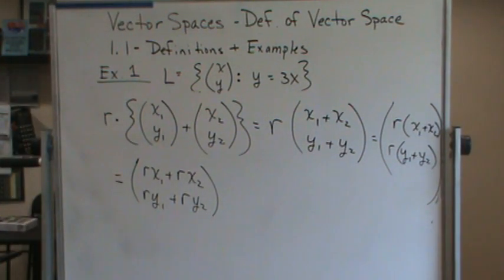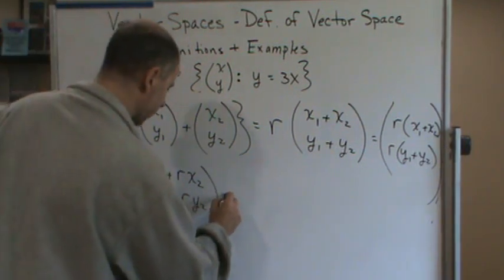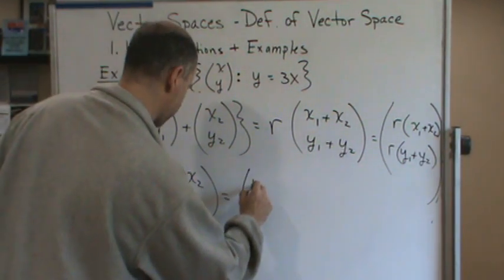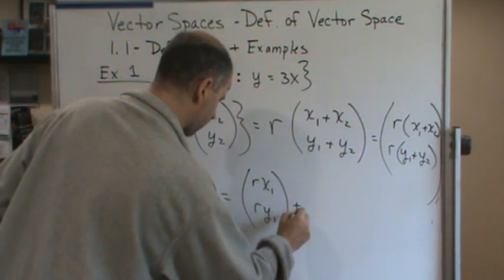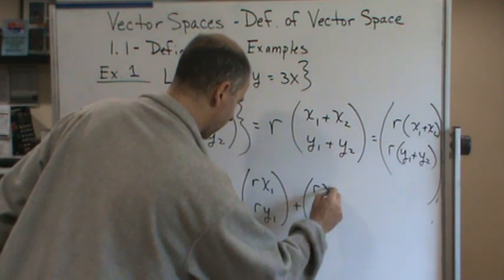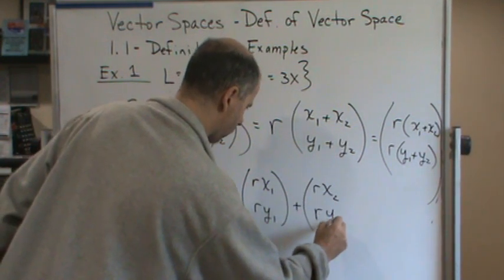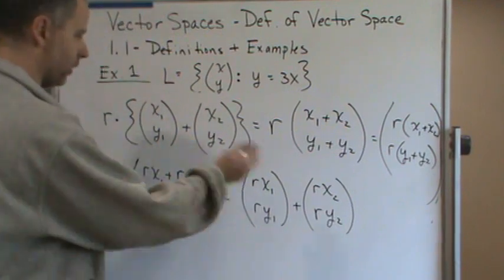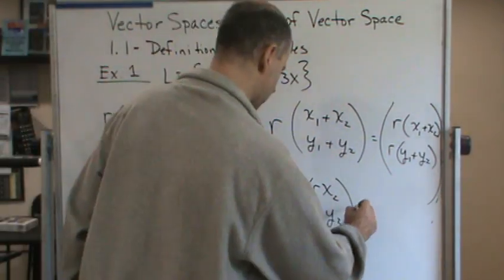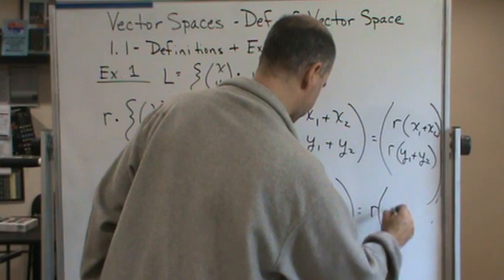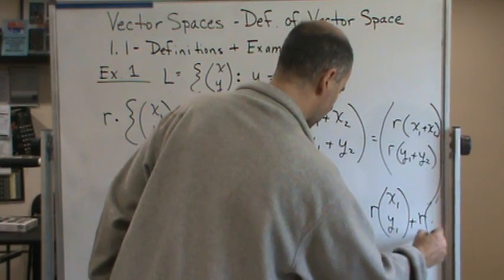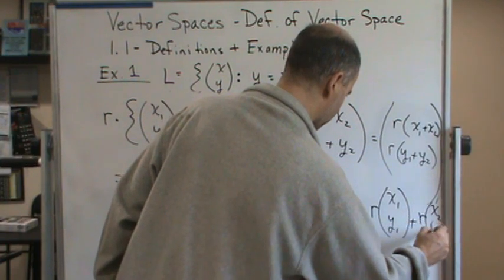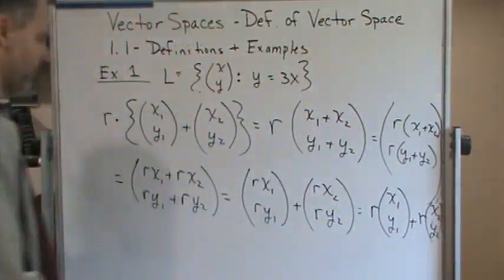And now we can split it up, right? So let's split it up into two vectors. We got (Rx1, Ry1) plus (Rx2, Ry2). And now we can pull out the R's, and we get R times the vector (x1, y1) plus R times the vector (x2, y2). And we're done.